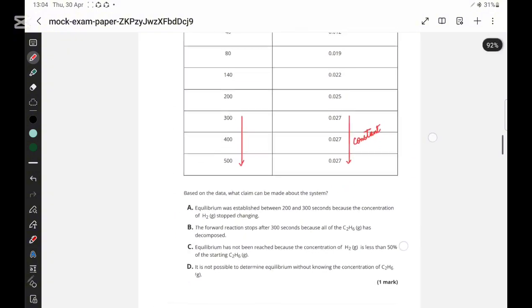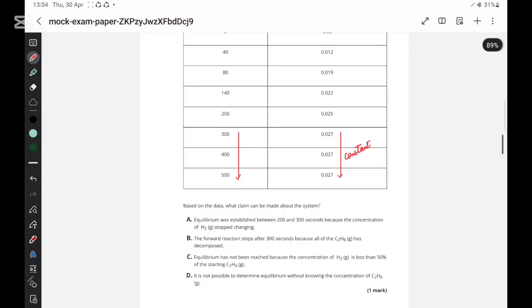Then you can see that if the concentration becomes constant here, that means equilibrium was established there. You can say that equilibrium was established between 200 to 300 seconds because the concentration of hydrogen stops changing. So our answer is going to be A.